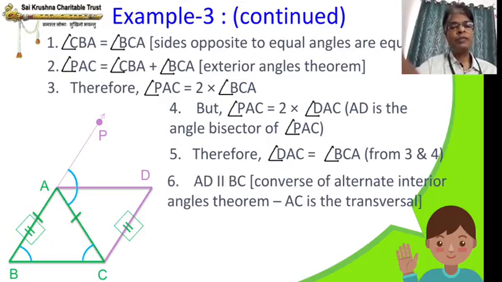The second question, we are moving to it now: AD is parallel to BC. How? Converse of the alternate interior angles theorem, AC is a transversal. You can see AC is a transversal, and AD is parallel to BC because angle DAC equals angle BCA, which we just saw. So this parallel symbol I have put now. Now you can make out what the next step is.